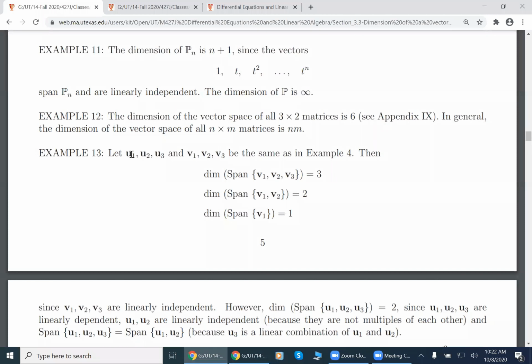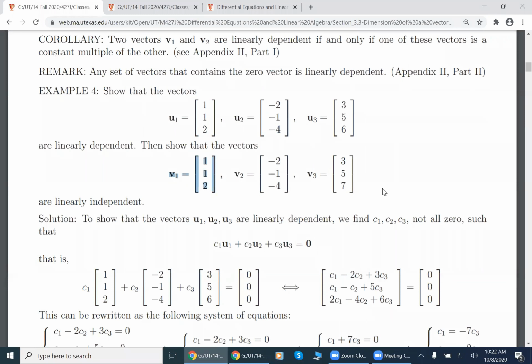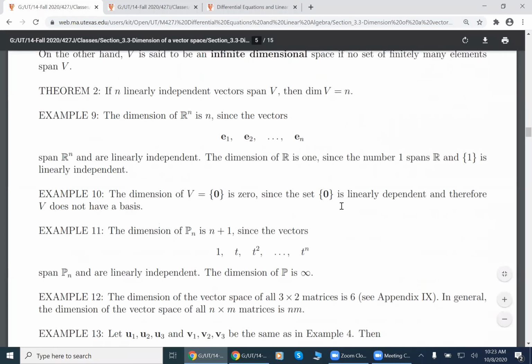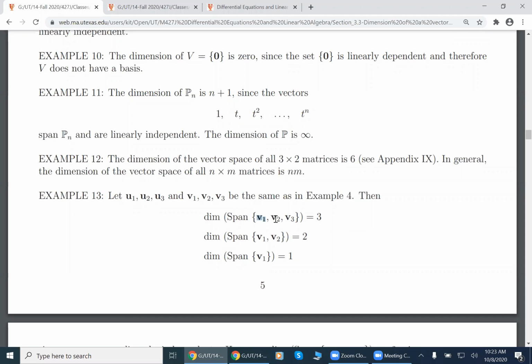Now, let us go back to our vectors u1, u2, u3, v1, v2, v3 from here. Let us go back to these 3 vectors and these 3 vectors. In example 4, we show that these 3 vectors are dependent. These 3 vectors are independent. Now, take a look at example 13. Let us consider the following vector space. Span of v1, v2, v3. The dimension of this vector space is 3, because these 3 vectors are independent. The dimension of this vector space is 2 because these two vectors are independent. The dimension of this vector space is 1.